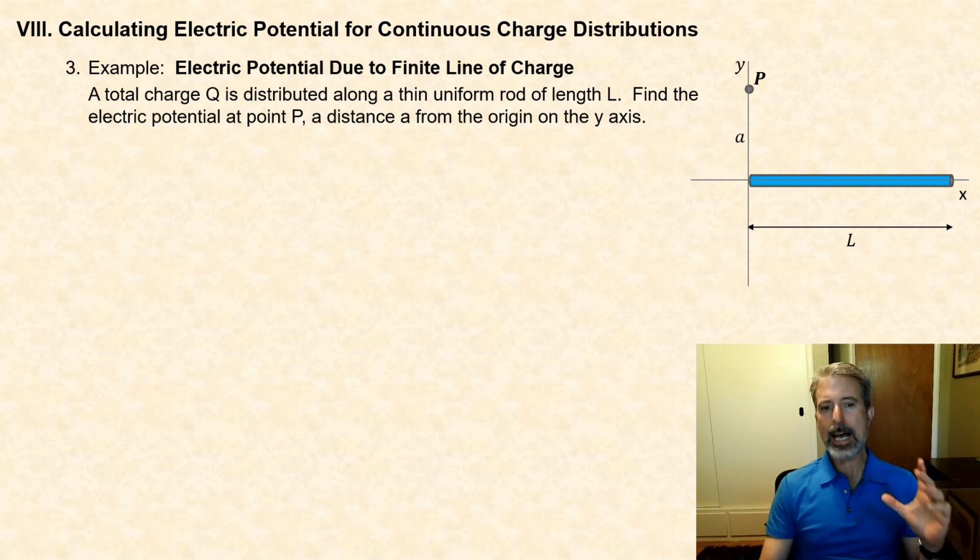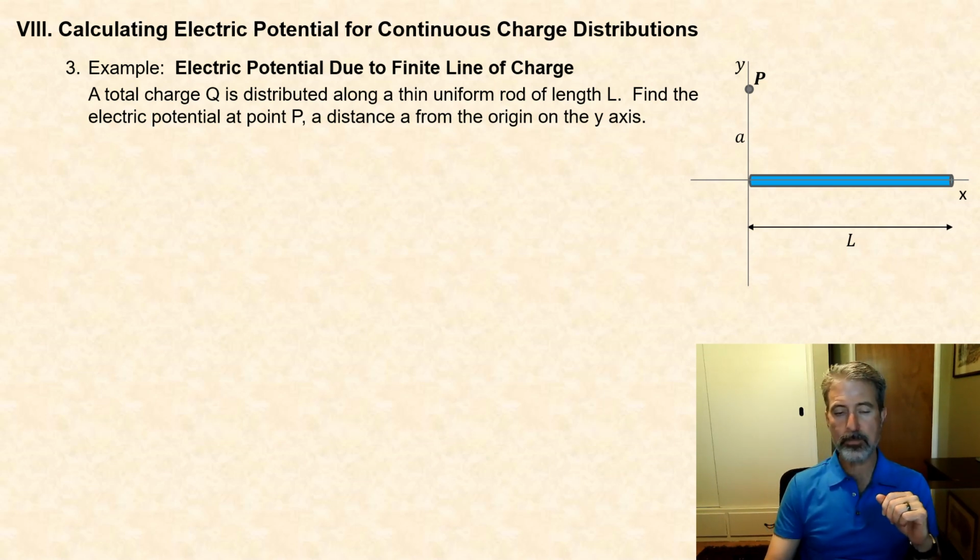In this next and last example, we're asked to calculate the electric potential due to a finite line of charge. And as you see in the figure here, we're told that the total charge of this line of charge, let's say a charged rod here, is big Q. The rod has a length L. We're asked to find the electric potential at a point P, which is located right along the y-axis, a distance a from the x or horizontal axis.